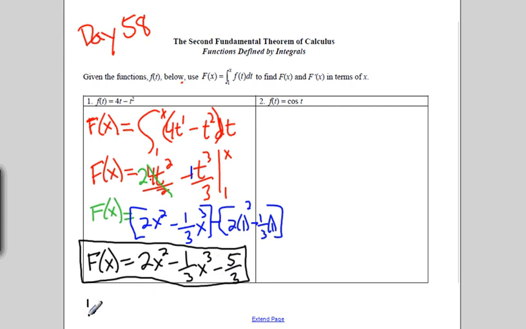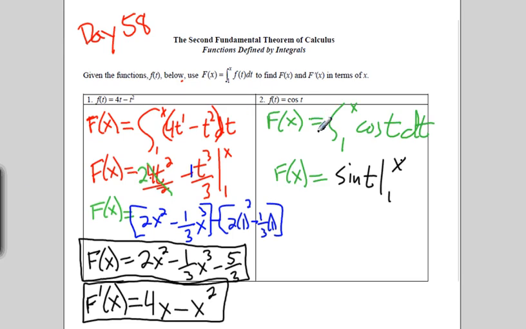Now when I take the derivative of this, 2x squared becomes 4x. Negative 1/3 x cubed, the 3 times negative 1/3 is just negative 1 x squared, and then the constant becomes 0. And hopefully we're starting to notice that's the same thing as up here, except if I had put the x in: 4x minus x squared. All right, let's look at the next one.